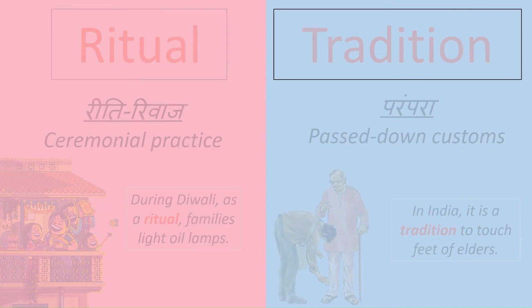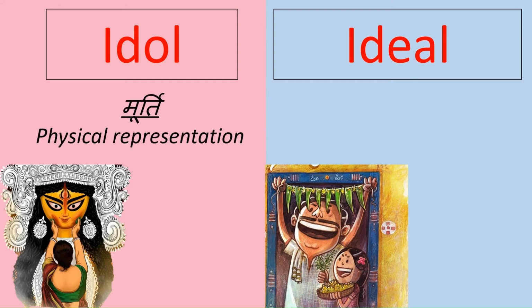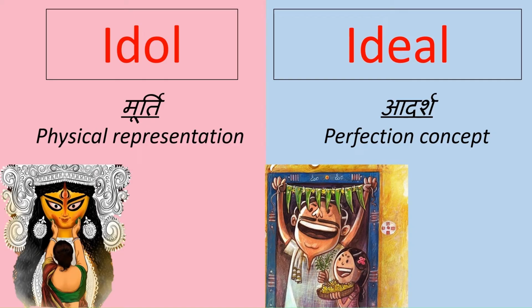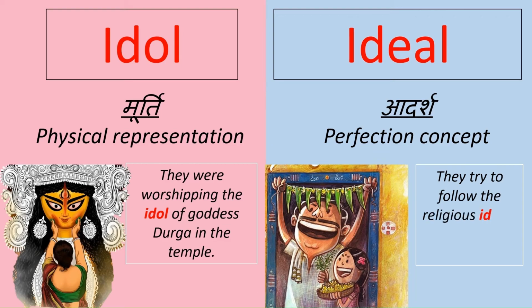All right, with this, we'll move to the next pair of words, which are idol and ideal. Idol means murti, which means physical representation of something. And ideal means adarsh, which means perfection concept. All right, sentences are, they were worshipping the idol of goddess Durga in the temple. For ideal, they try to follow the religious ideals in their families and lives.